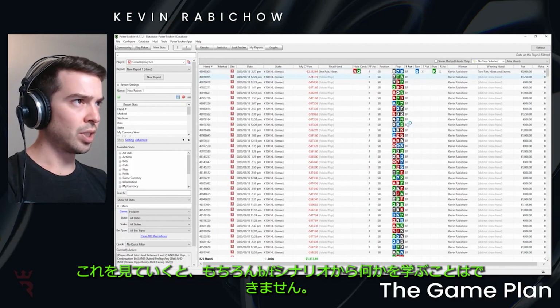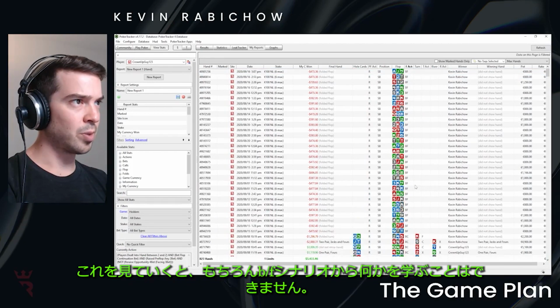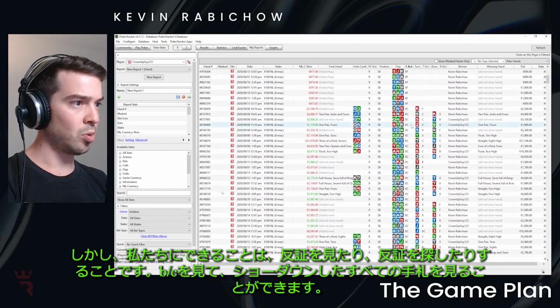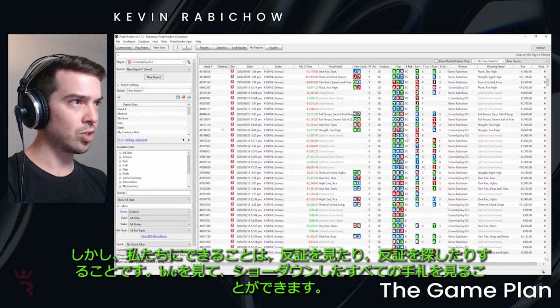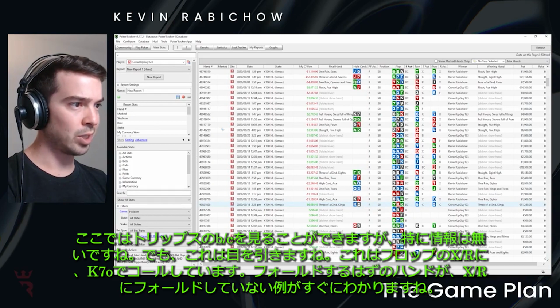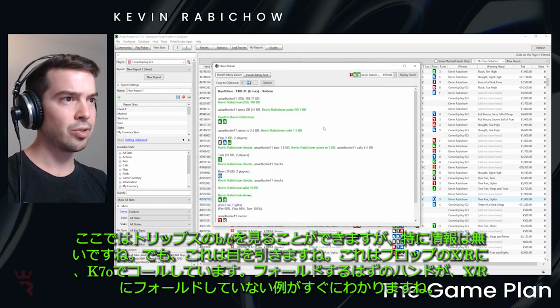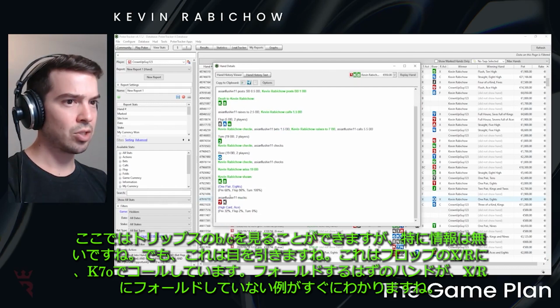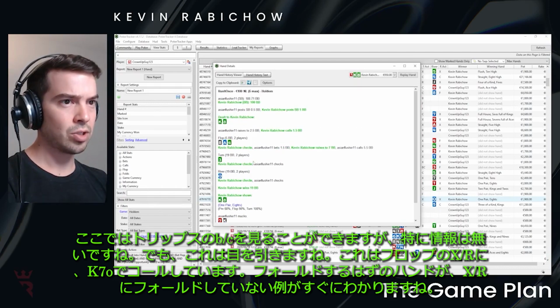So looking at this, obviously we can't learn anything from the bet fold scenarios. But what we can do is look at counter evidence, or search for counter evidence. So we can see the bet calls and look at all the hands that showed down. Here we can see a bet call with trips, really no info. But this one catches my eye. Here's a flop check-raise that gets called by king 7 off. So right away, I see an example of a hand that is probably supposed to fold to the check-raise.